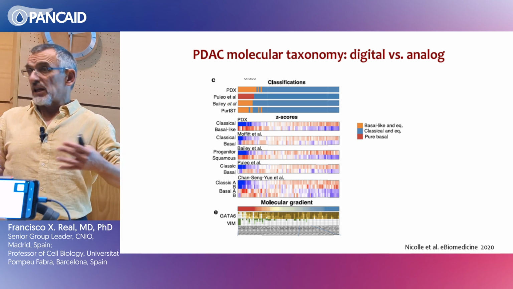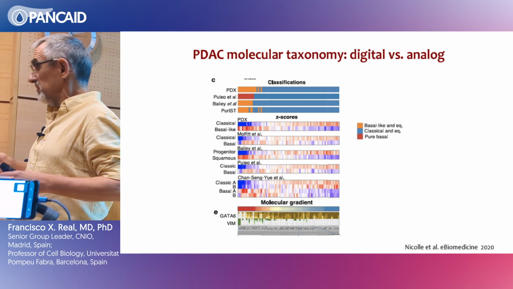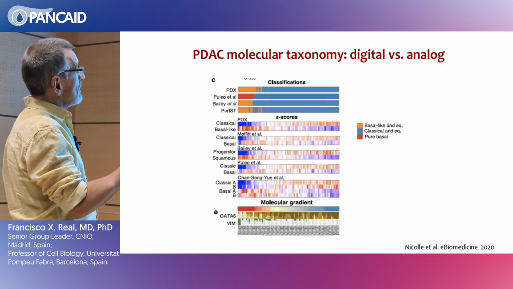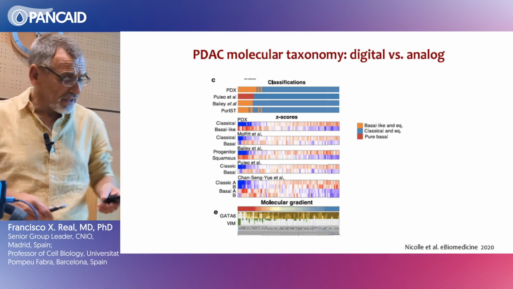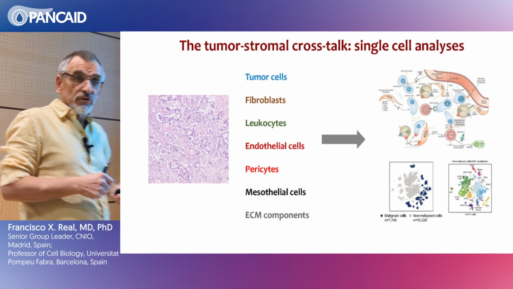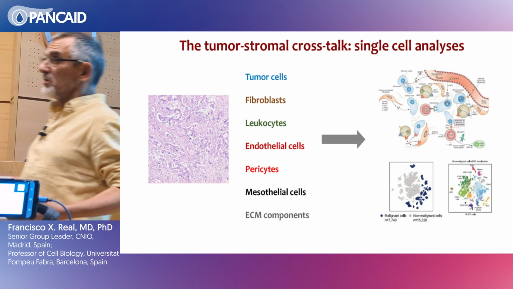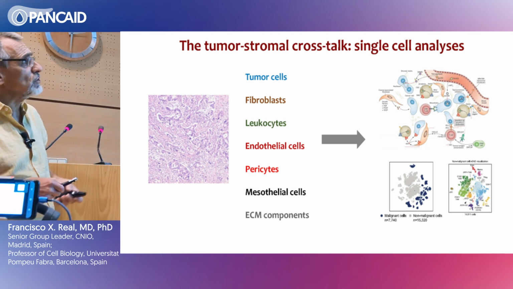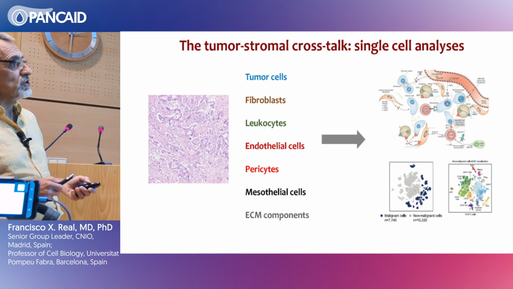One issue that comes up in the field is whether basal and classical is digital or is non-binary. Well, what this suggests is that it's analog. This is work from the Marseille group, showing that one can get scores of basality or classicality rather than a binary classification. And now we are in the 21st century, so we can analyze many of these questions, and this is important for pancreatic cancer because of the stromal richness that I told you about. Now we can look at the tumor-stromal cluster with single cell analysis, and this obviously is going to become very important.